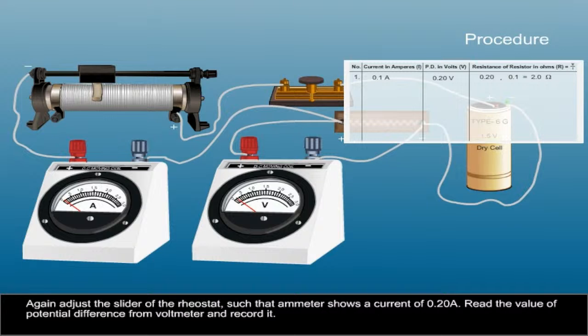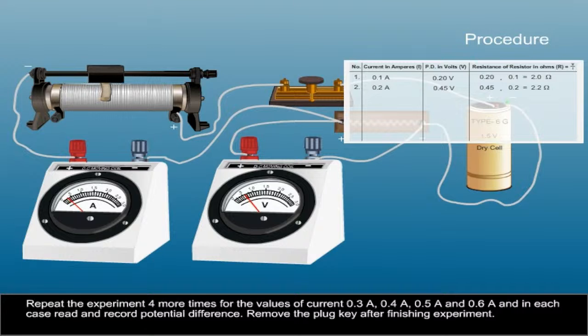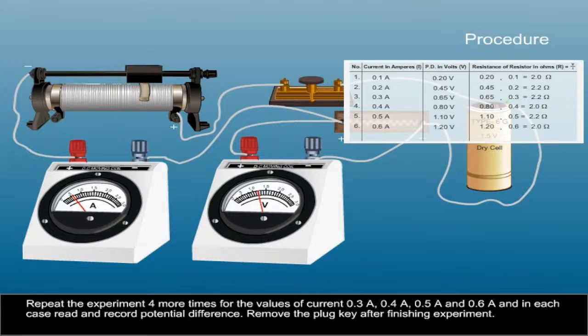Again, adjust the slider of the rheostat such that the ammeter shows a current of 0.20 ampere. Read the value of potential difference from the voltmeter and record it. Repeat the experiment 4 more times for the values of current 0.3 ampere, 0.4 ampere, 0.5 ampere and 0.6 ampere. And in each case, read and record potential difference. Remove the plug key after finishing the experiment.